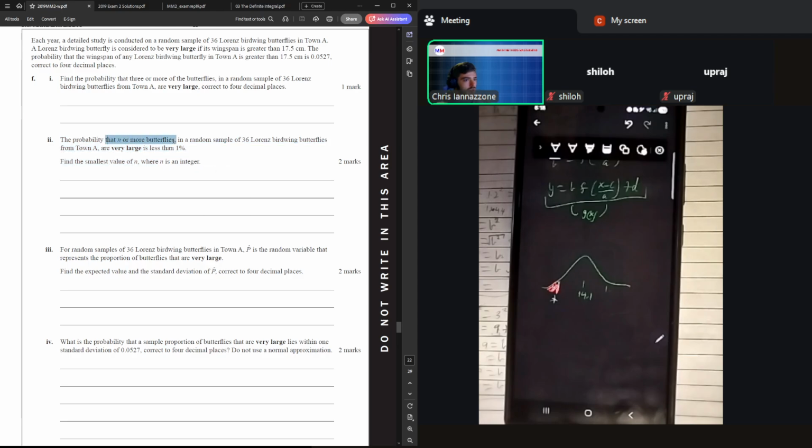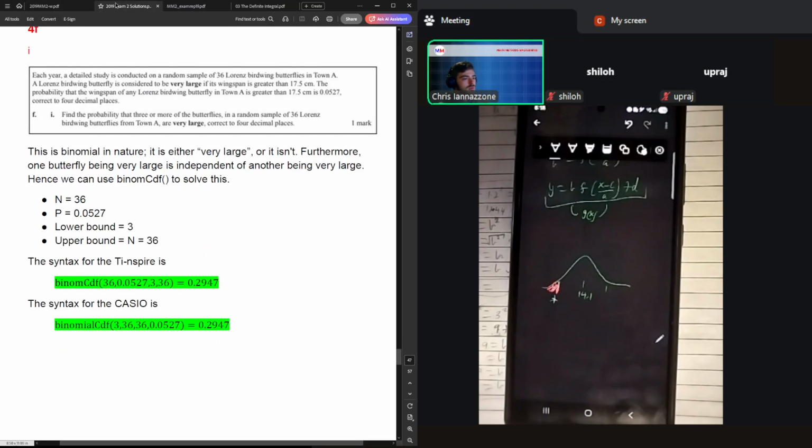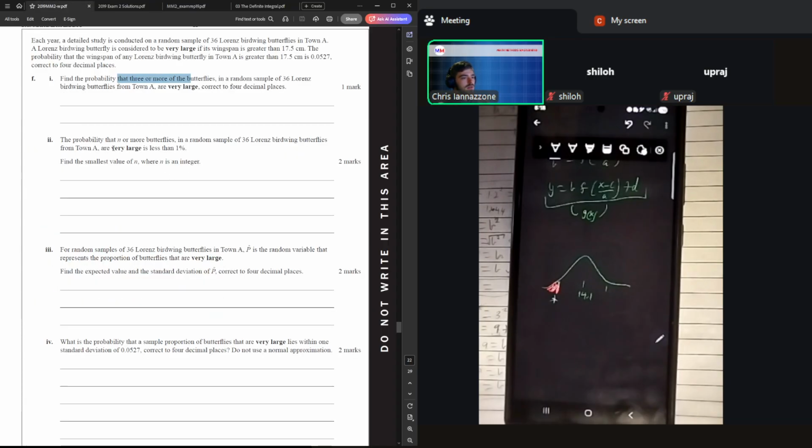Probability of n or more butterflies being very large is less than 1%. So it's kind of similar to here, where we just figured out 3 or more was 0.29. We want to figure out what value of n would cause that to be 1%, or less than 1% specifically.